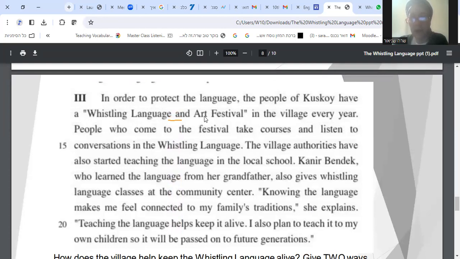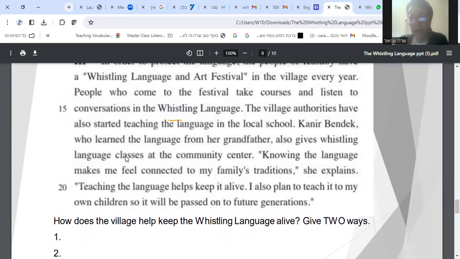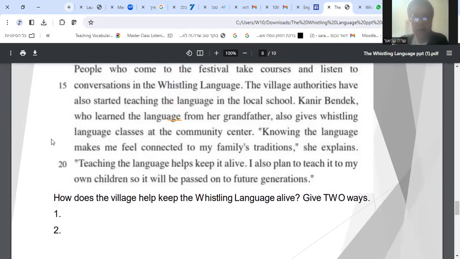festival. יש להם פסטיבל אומנות ושפת השריקות. In the village, and in order to protect, להגן על השפה. In the village every year. בכפר יש להם את זה כל שנה. People who come to the festival take courses and listen to conversations in the whistling language. אנשים שבאים לפסטיבל, נכון? They listen to conversations, they take courses, לוקחים קורסים, ומקשיבים לשפות, לשיח, לדיונים בשפת השריקות. The village authorities have also started teaching the language in local schools.